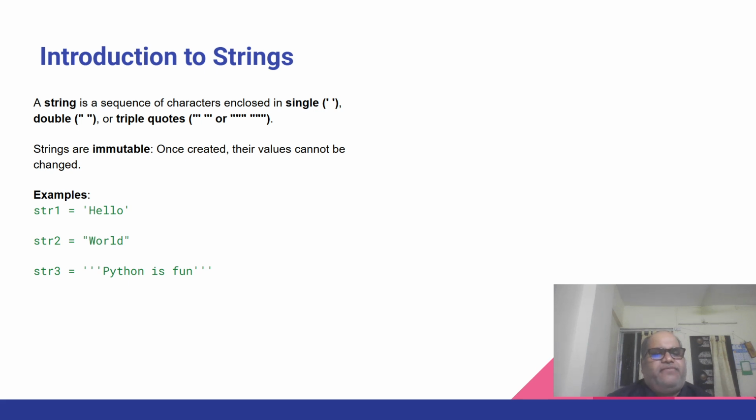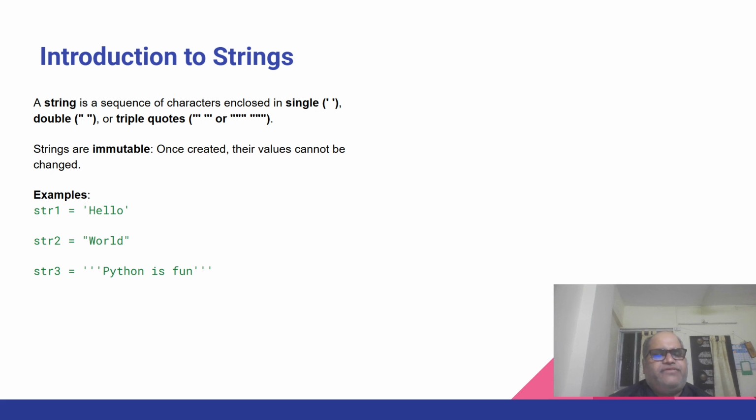In Python, a string is a sequence of characters enclosed in single, double or triple quotes. When you are having triple quotes, it will typically be for a multi-line string.